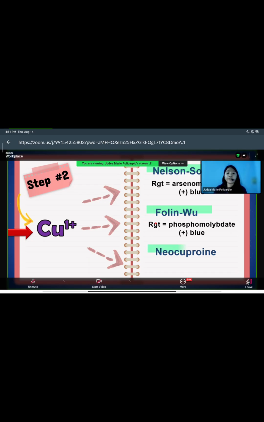And finally, copper reduction din pala to, si neocuproine na method. And syempre, tinawag siyang neocuproine kasi ang reagent mo rito ay si neocuproine. Positive result, yellow to yellow-orange ang color. So, siya lang ang naiiba, no? Parehas blue yung positive result sa Folin-Wu at sa Nelson-Somogyi, ang naiiba lang ay si neocuproine na method. Okay, pero again, they're all based on copper reduction.